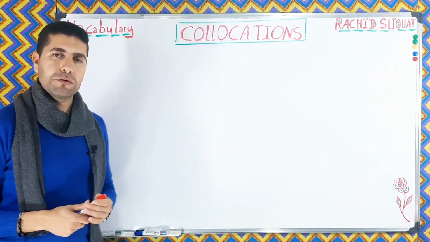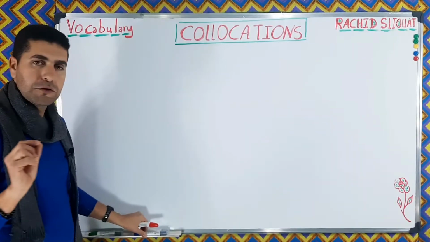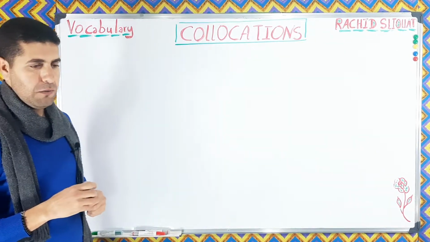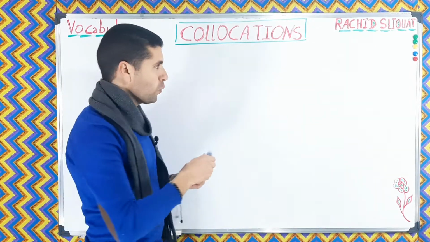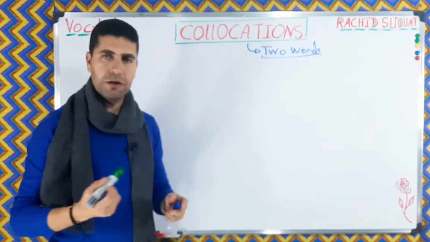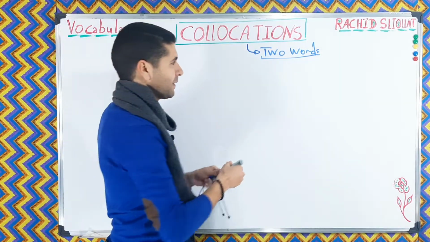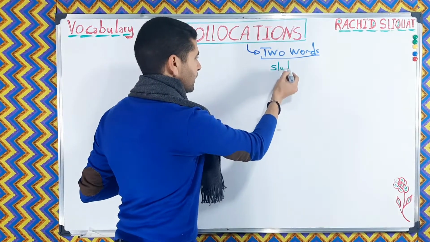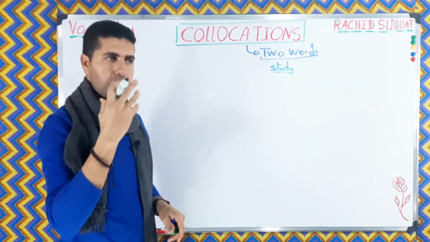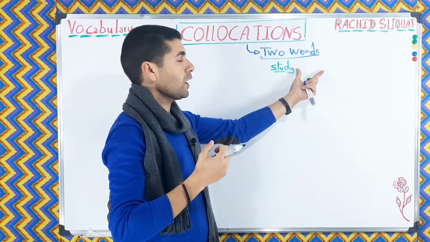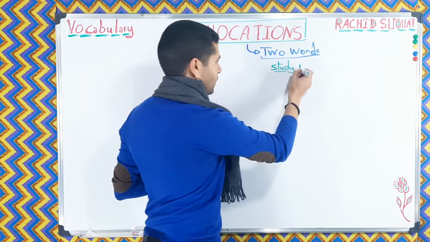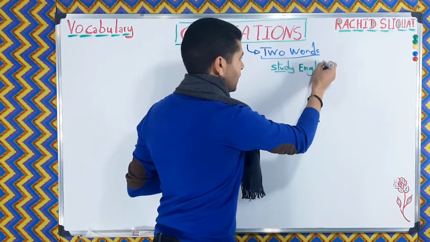Now, in general, the first thing you have to know is what a collocation is. A collocation is very simply two words. If you take the verb study, for instance, this is one word. When you say study, you can add another word that goes with study. For example, you can say study English, okay, study English.